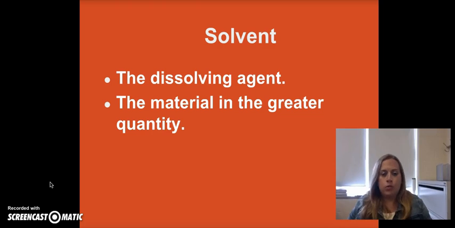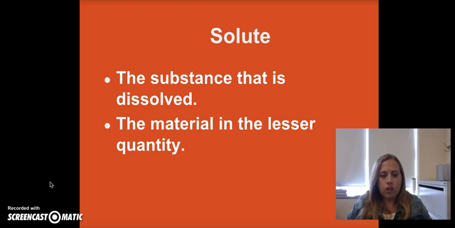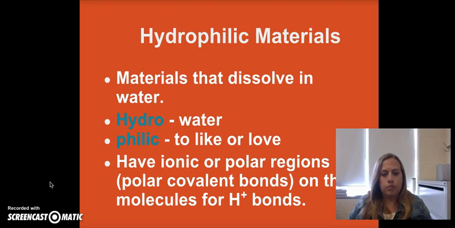And there are certain terms you use when you talk about a solution. A solvent is the dissolving agent, or the material in the greater quantity. So for the examples that we're going to be looking at, water is the solvent. And then you're going to have the solute, which is the substance that is being dissolved, or the material in the lesser quantity. So if you were going to make a glass of salt water, water would be the solvent, and the salt would be the solute.